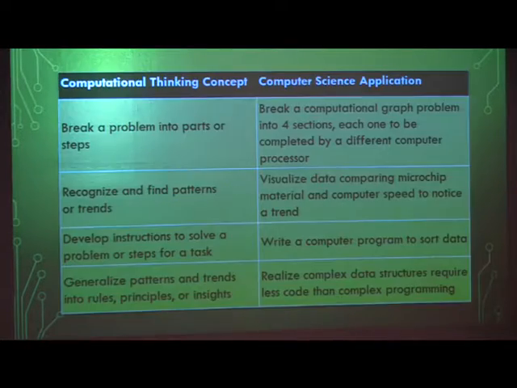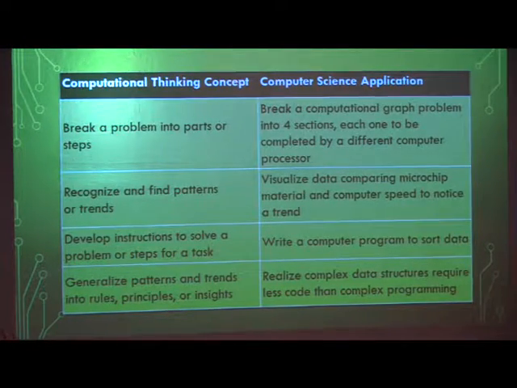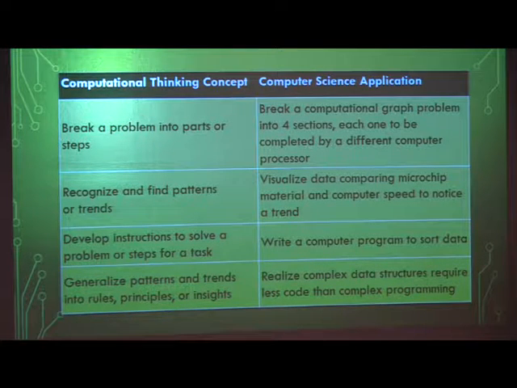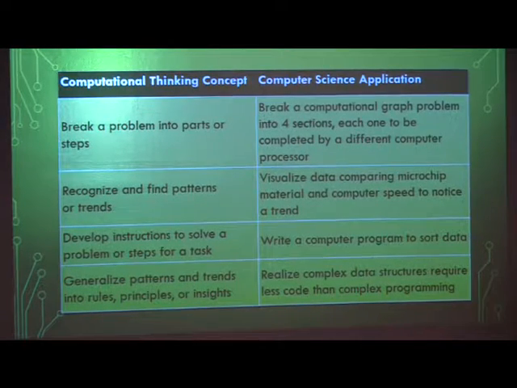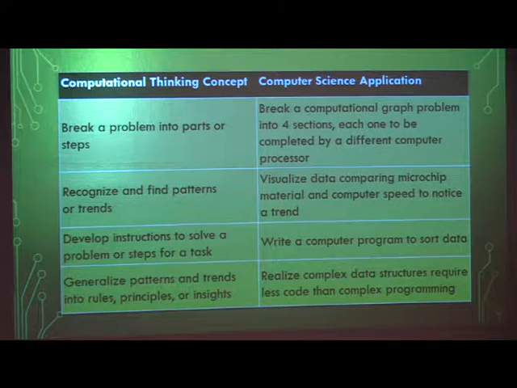All right, so to get you thinking: how do I apply computational thinking exactly? This is about computer science. I teach in the computer science area. Breaking a problem into parts or steps. For example, in computer science, we break a computational graph problem into 4 sections, each one to be completed by a different processor. What do we call that, CIS students? Yeah? Our processors can break jobs into separate parts and bring it back together. And that's what makes processors in computers so much faster.